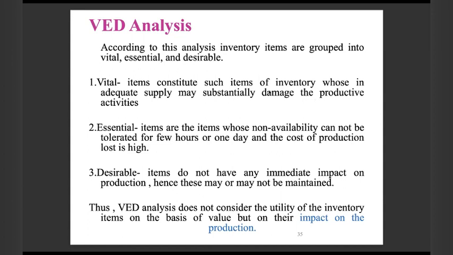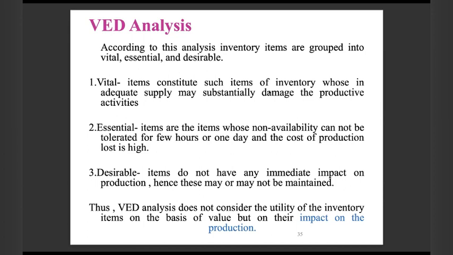Okay. So V means vital, which means very important, right? Vital items constitute such items of inventory whose inadequate supply may substantially damage the productive activities. Essential means, yes, they are required, right? Essential items are items whose non-availability cannot be tolerated for a few hours or one day and the cost of production loss is high. So that is also important, right?